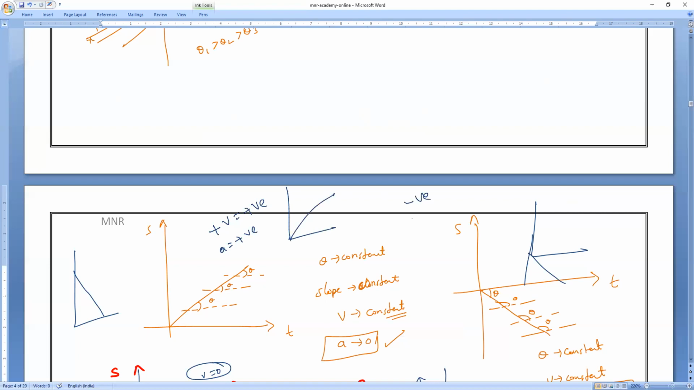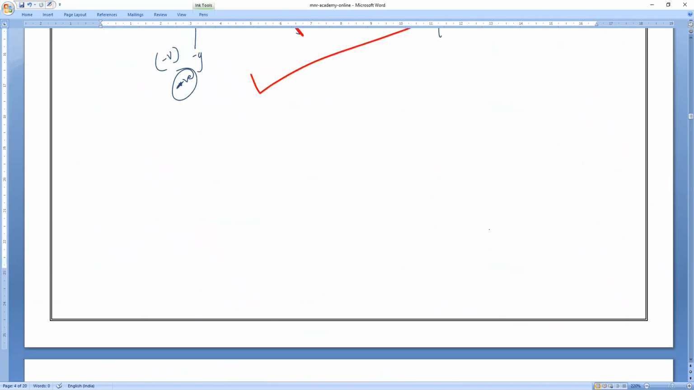V is negative and A is also negative. Then here also speed increases. In both cases speed increases, but the graph will come in what direction? Everybody, the fourth direction. Understand? Fourth coordinate. Clear? At least that you remember.